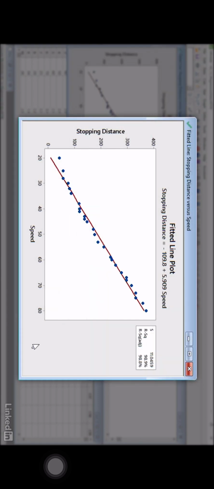Here we have the fitted line plot. Looks very similar to a scatter plot with the blue dots, with the addition of the line. The line is the line of best fit or fitted line. The equation of that line is up here as shown. On the right, you can see the R-square values. At 98%, that's very good news. That means that 98% of the variation that we see in the data is explained by the equation.